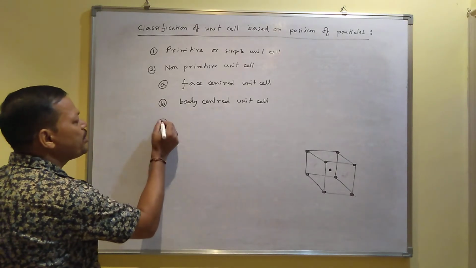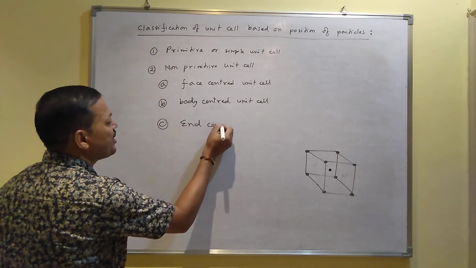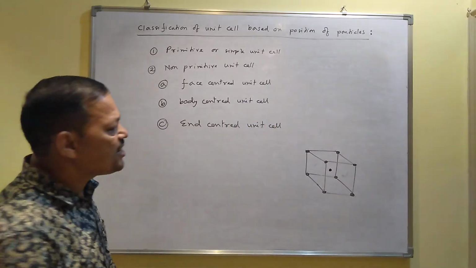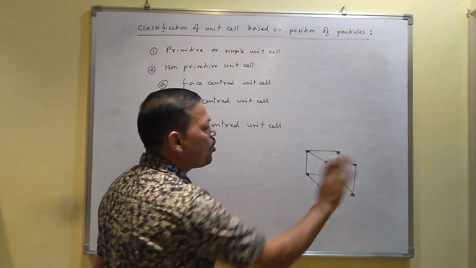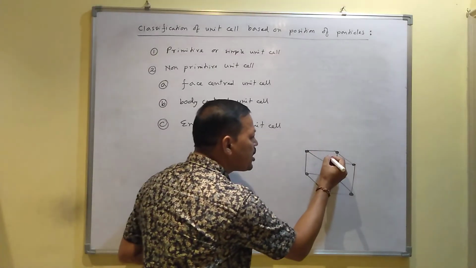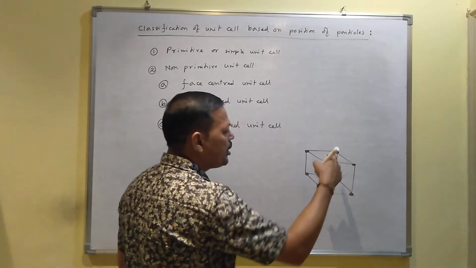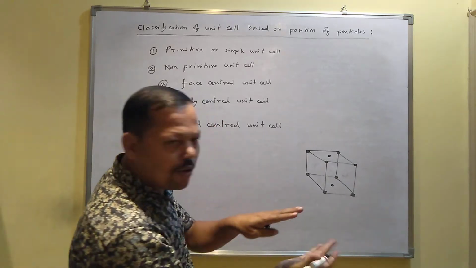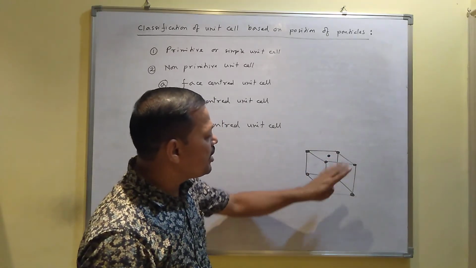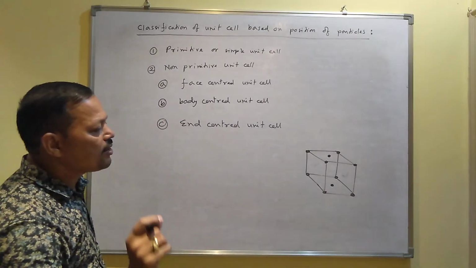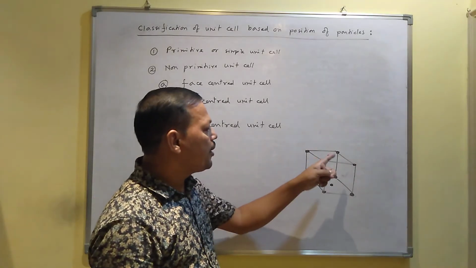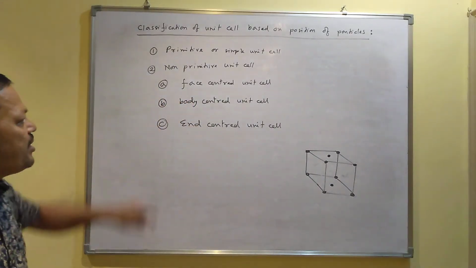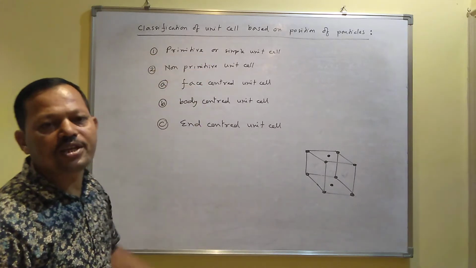And another non-primitive unit cell is called end-centered unit cell. It is called end-centered when the particles are present at the corners and two alternate faces contain particles. If you consider this face, then you have to consider the opposite face, I mean the upper one and the downward one, then it is said to be end-centered. I mean when the particles are present at the corners and two alternate faces contain particles, then it is said to be the end-centered unit cell. These three are examples of non-primitive unit cell.